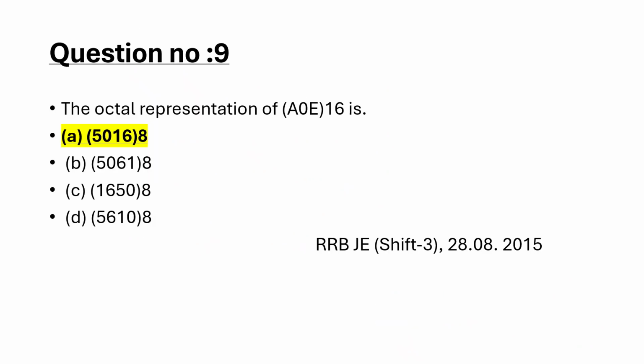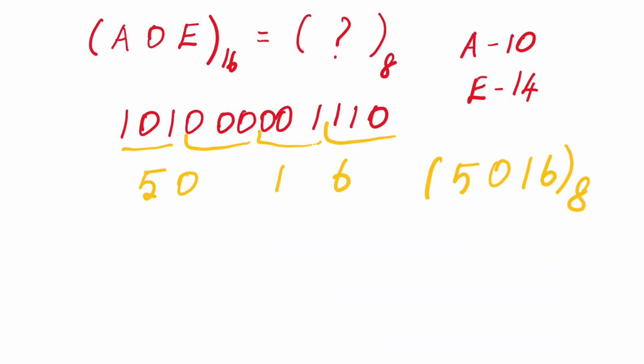Next, question number 9 is the octal representation of A0E base 16. A means 10. 10 means 1010, then 0000. E is 14, 1110.